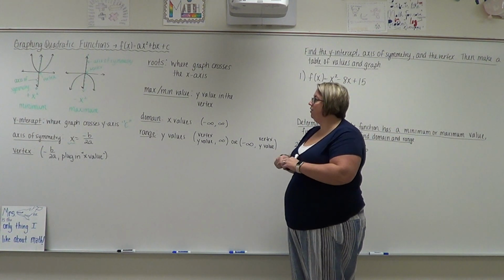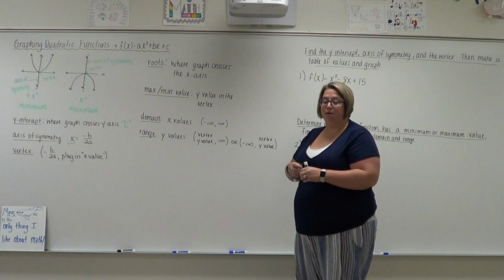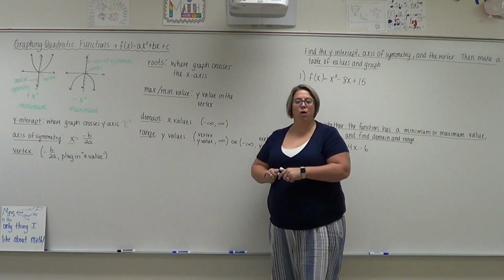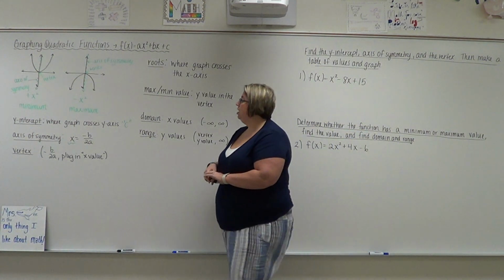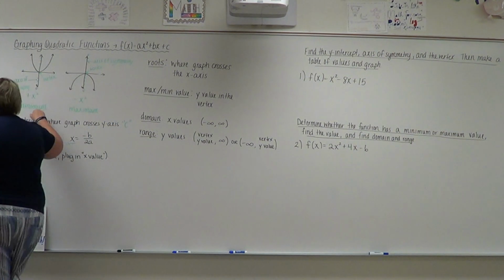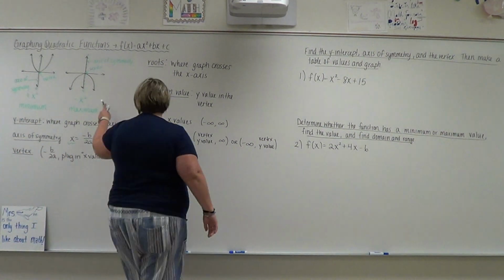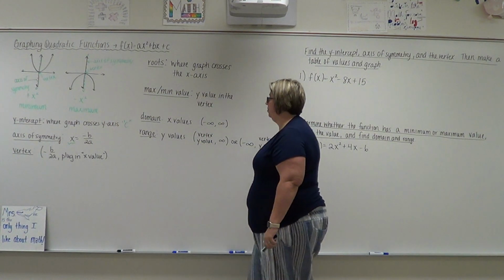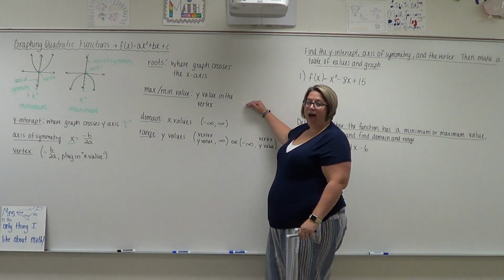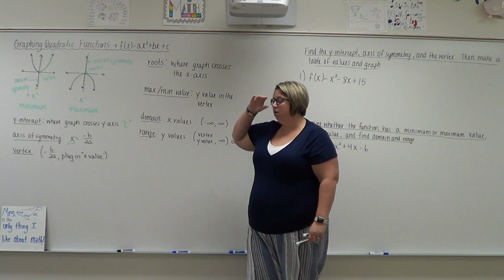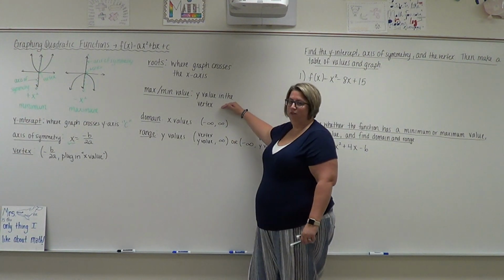And then you have to find the maximum or minimum value. Does it have both? It depends on what the graph is. So if the graph is a positive x squared, it's going to have a minimum. If it's a negative x squared, it's going to have a maximum. When you find that value, that is the y value in the vertex.